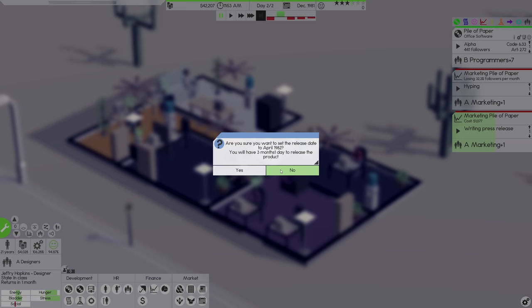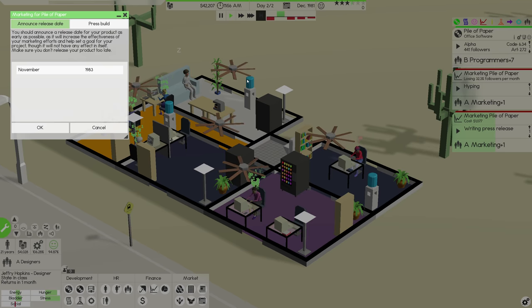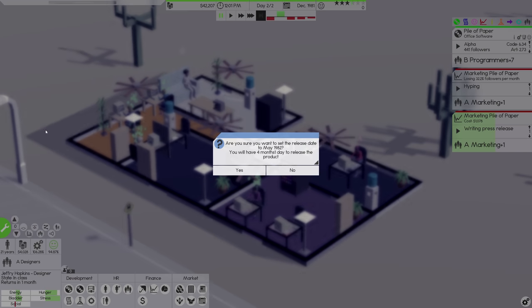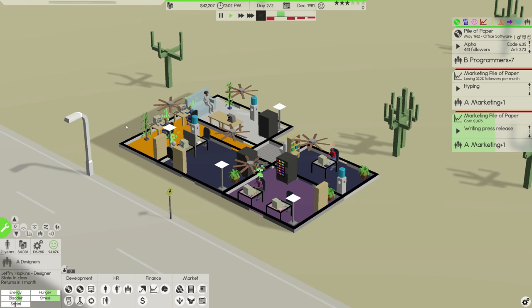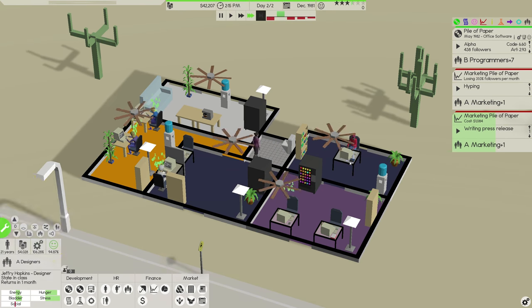That's 7 days. No. Let's give us an extra month. May 82. Sure, 4 months and one day. We can do it. If we believe in ourselves, I'm sure we can. Because that's all you usually need.